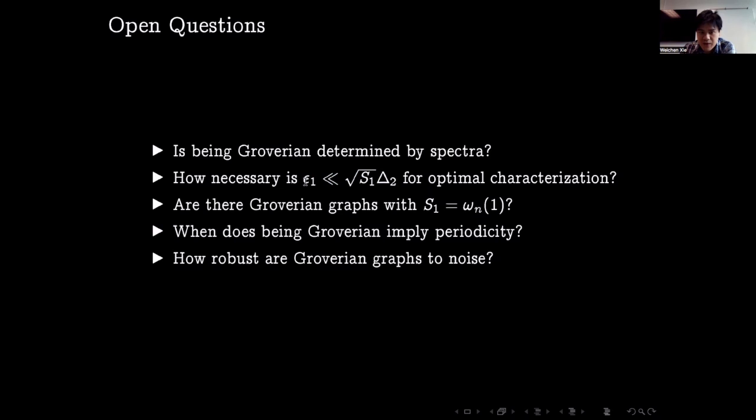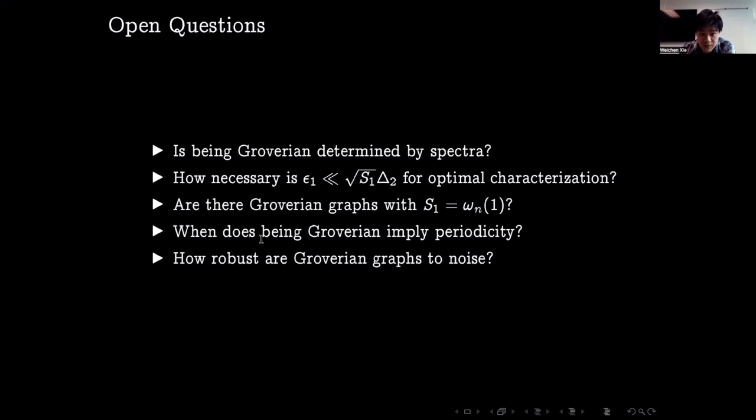We want to know if there's a way to squeeze it to a more relaxed condition or not. And then the next thing is, to the best of my knowledge, all the covariant graphs have S1 being at most a constant. It can be constant or it can be asymptotically going to zero, like the Hamming graph. But none of these examples show S1 asymptotically going to infinity. So we want to know if there are any examples for this.